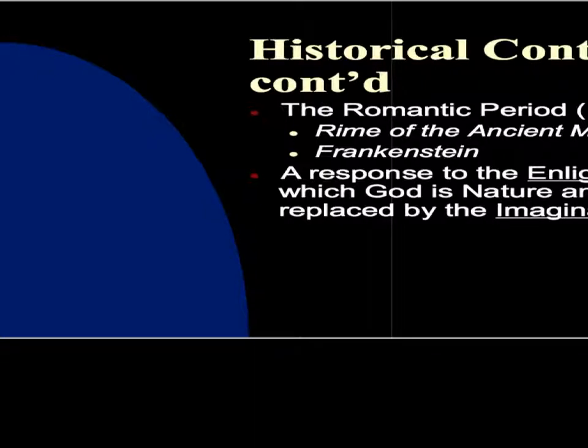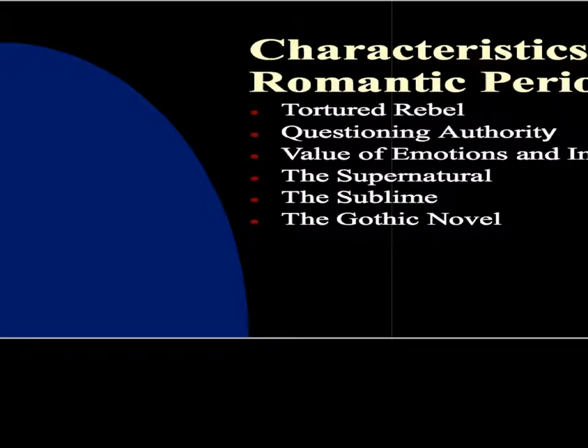Now we'll take a look at the main characteristics of Romantic literature. The main character is often a tortured rebel, which we'll discuss in a minute. They would question authority. Emotions were extremely valuable, as was imagination. The supernatural was also important. Sublime, more than being a cool band from the 90s, was actually a characteristic of the Romantic period. And then we will discuss the Gothic novel.